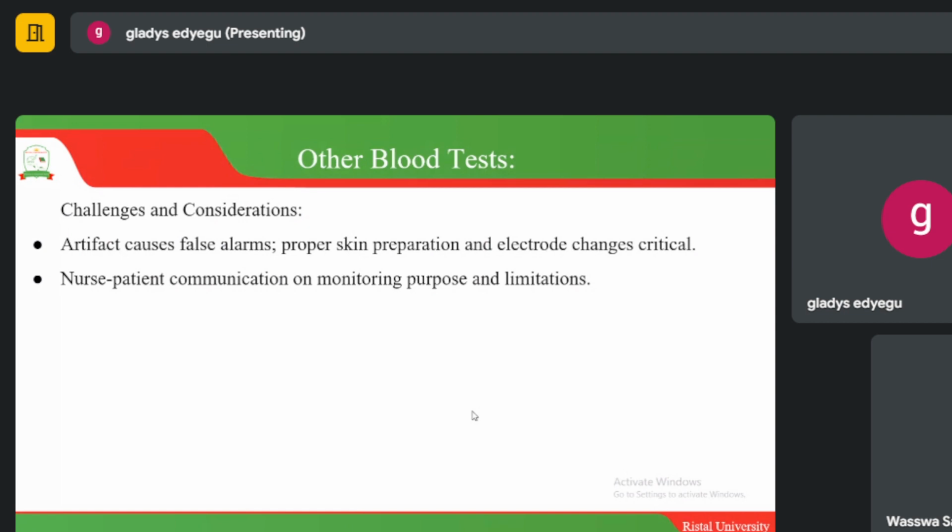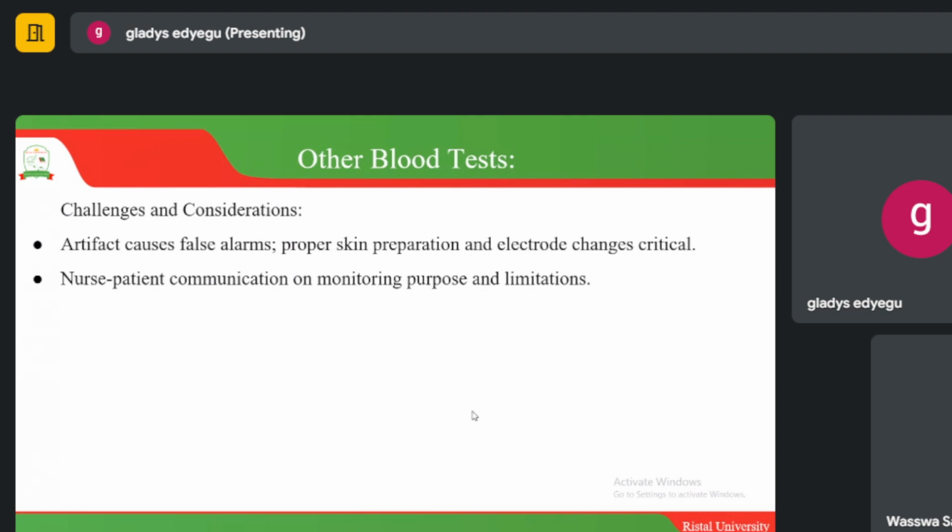So these electrodes should be changed, and the skin should be clean and well prepared for attachment of the electrodes to give you the proper readings, especially in the ECG investigation or assessment.